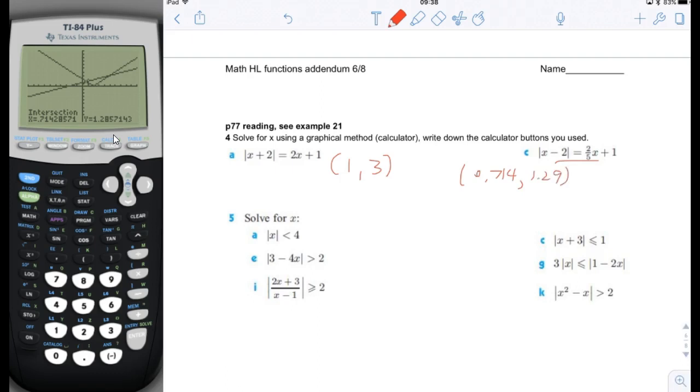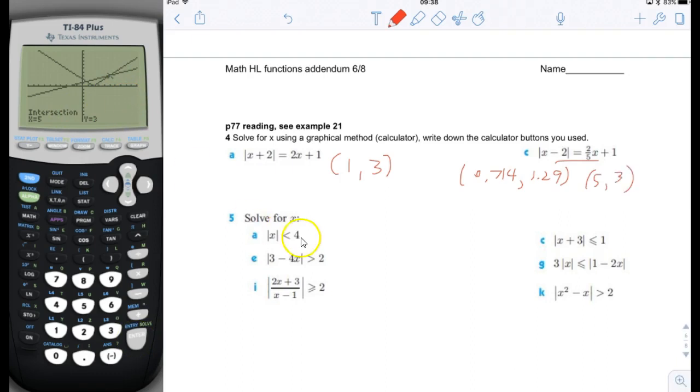The other intersection is this one here. Let's do that one. Second calc intersect, which is 5. First curve, absolute value, yes. Second curve, 2/5 x plus 1, yes. Now I'm going to put the cursor close to the other one by using the left-right arrows. Now it tells me this intersection is 5, 3. So that is the other point of intersection, using the calculator to find it.